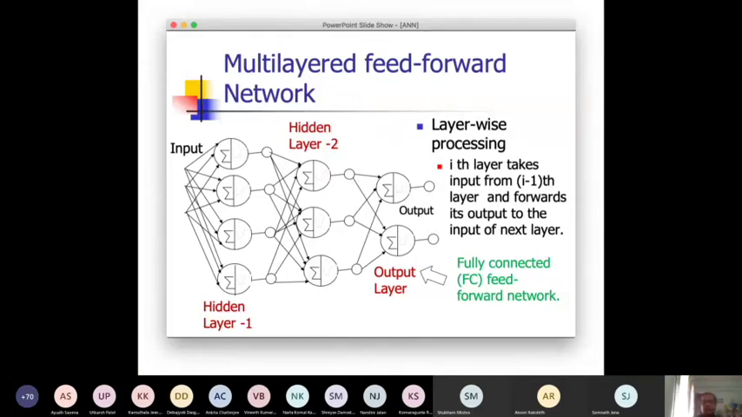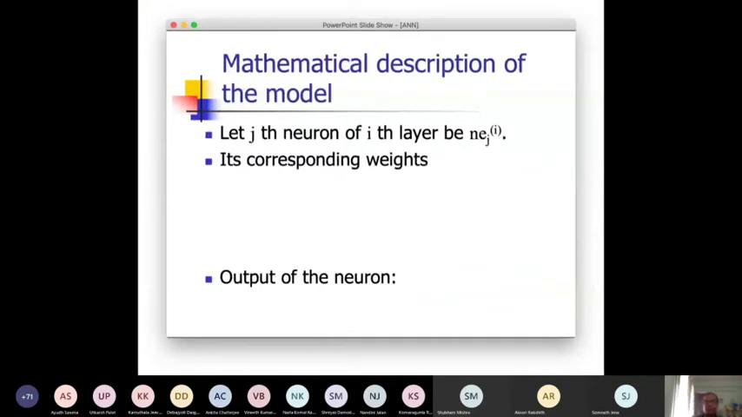Fully connected in the sense that, let me explain this term, you take any particular node in the (i-1)th layer, and it will be fully connected to all the nodes of the ith layer. So that means there is no sparsity in these connections. From this layer to this layer, every node of this layer is connected to every node of this layer. That is what is meant by fully connected.